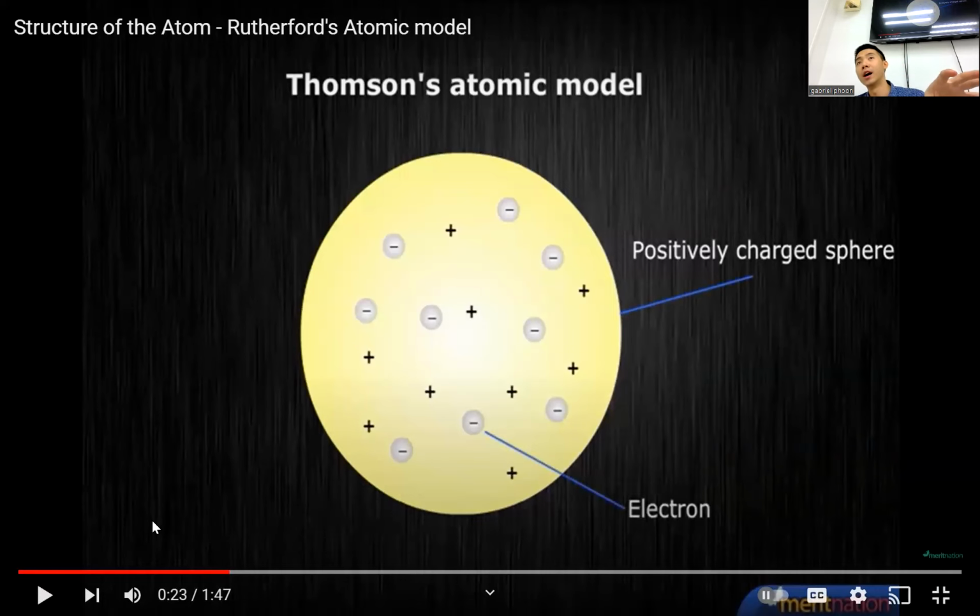This was the wrong model, guys. This was the pudding model that they thought. They thought that initially all the electrons and protons were all scattered in the atom, right?